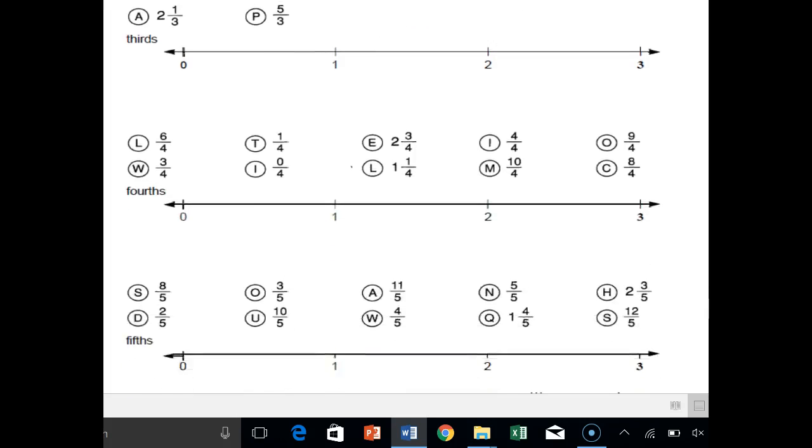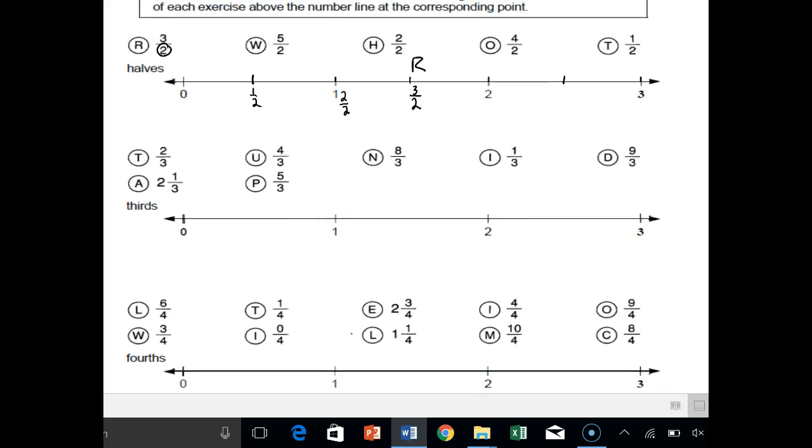All right. The riddle is going to be spelled out on the lines, right? So we're done with R. 5 over 2. So we got 1 over 2, 2 over 2, 3 over 2, that makes 2, 4 over 2, and that makes this 5 over 2. So that's W. 2 over 2, we already have labeled right there, is H. 4 over 2 we already have labeled is O, and 1/2 we also already have labeled is T. So throw, something is throw, right?